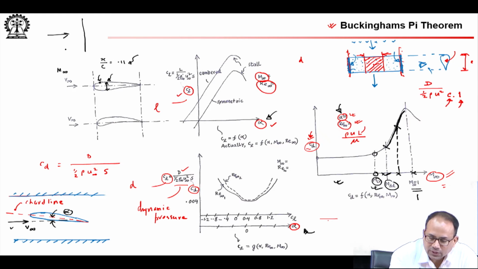suppose this is the fuselage. Instead of having a wing like this that is seeing the exact Mach number the vehicle is flying at, what you do is you sweep the wing back.